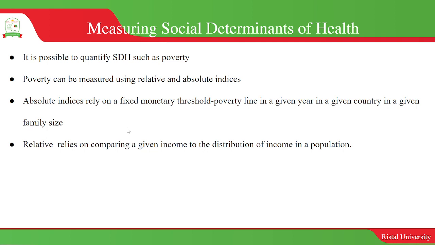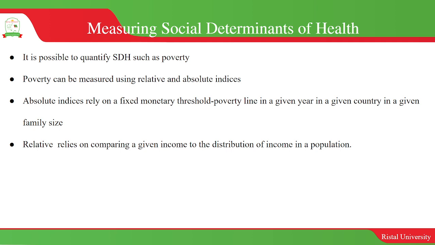So these social determinants of health can be measured. If you can measure them, then that means that you can address them. You cannot address something that you don't measure. So assessment is very important. So how do you measure these determinants of health? You can measure them using what you call indices, which can be either relative or absolute.